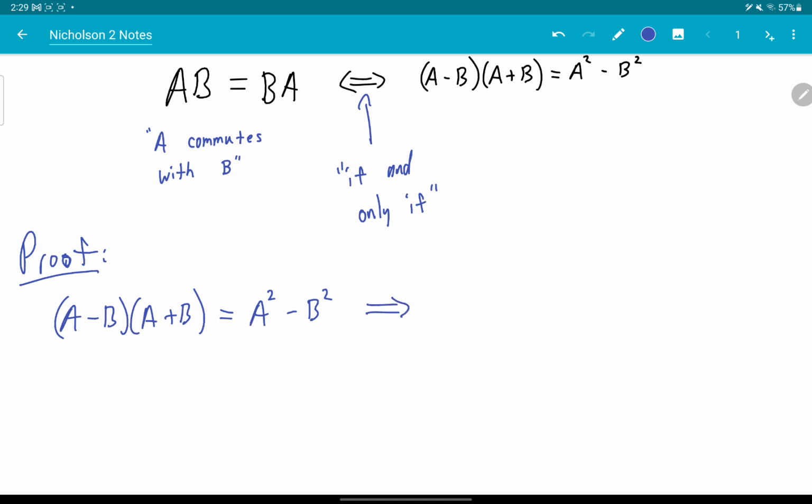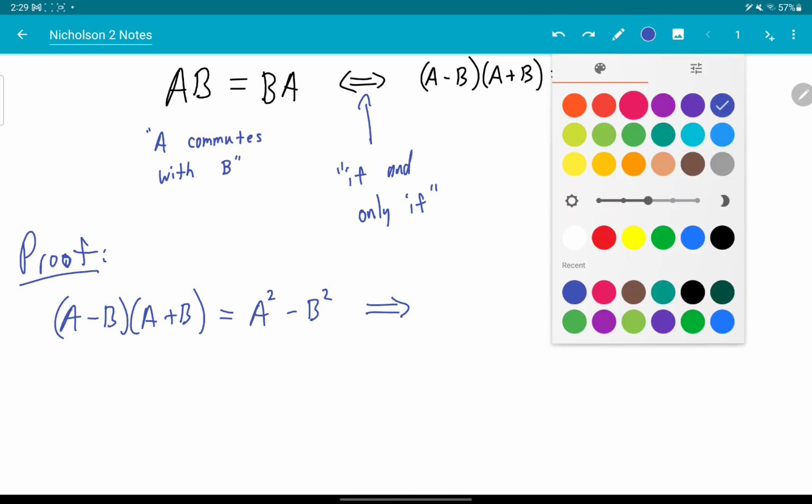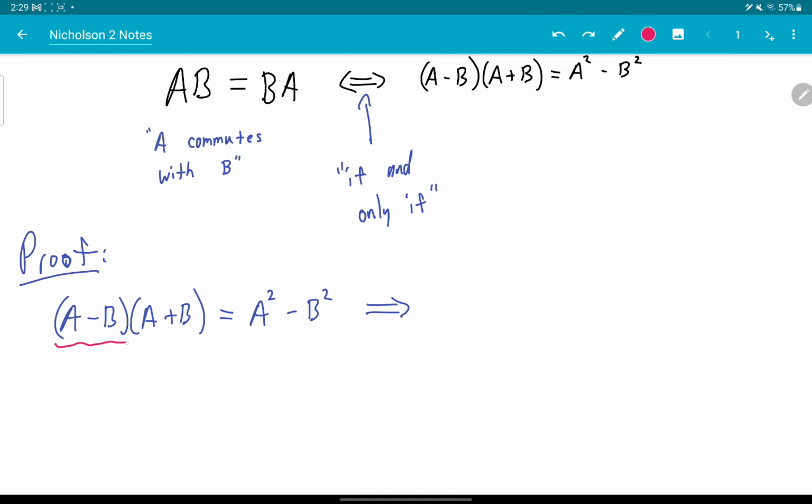So I'm going to do arrows going in one direction first. So what I'm doing, I'm going to assume this is true and see where that leads me. So I'm going to walk down this path and hope to end up here. Okay, so to evaluate this product, what I can do is a distribution. I can think of this as a single entity going like there and also going right there.